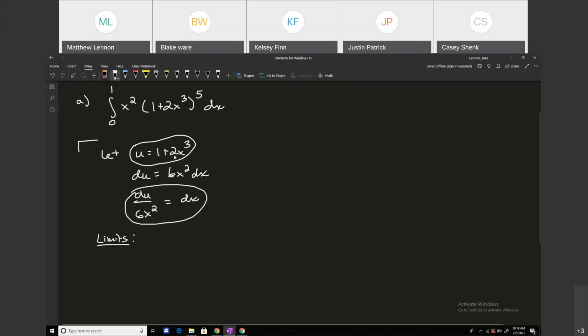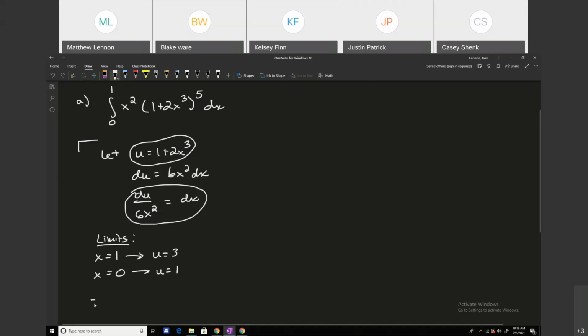So we're using the fact that u is equal to 1 plus 2x cubed. So, when x is equal to 1, what does that make u? Well, if x is equal to 1, that would mean that u is 1 plus 2 times 1 cubed, so 3. And if x is equal to 0, then u would be 1 plus 2 times 0 cubed, so u would be 1. So now we can go ahead and make our integral.